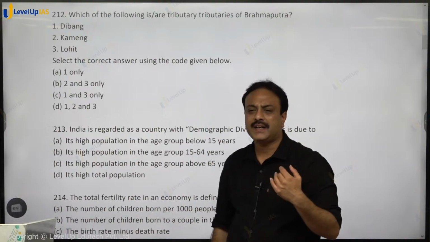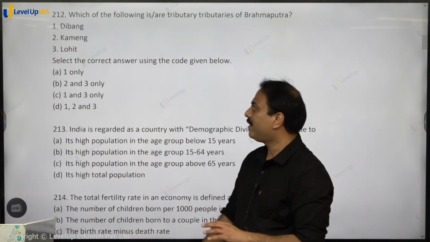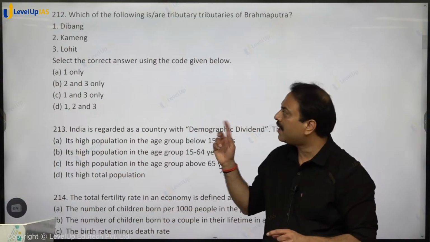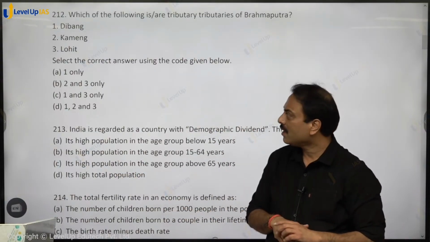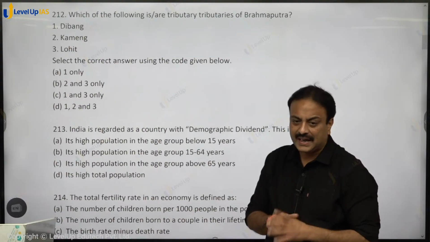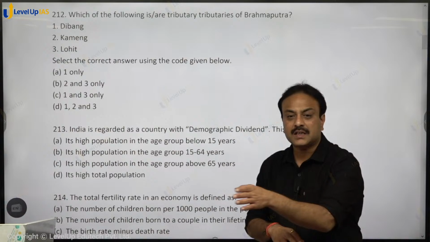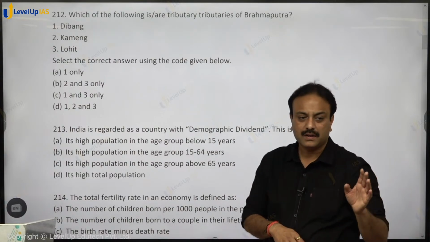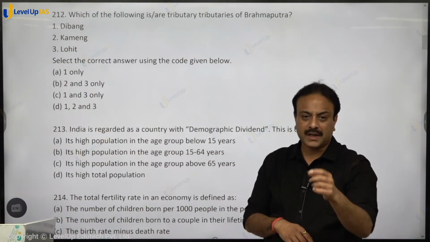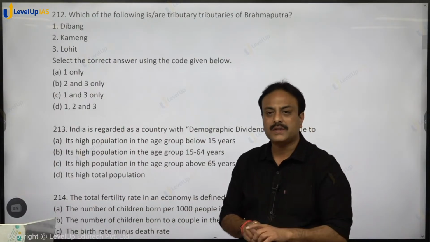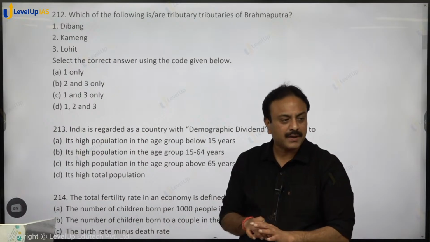But if UPSC escalates the level, then what will happen? It will ask about left bank, right bank. So Dibang and Lohit are left bank. Kameng is right bank. Other right bank tributaries of Brahmaputra: Manas, Subansiri, Sankosh, Tista. Tista is a tributary, but it flows into Bangladesh as Tista from India, and in Bangladesh it joins river Brahmaputra. But it is a right bank tributary of Brahmaputra.